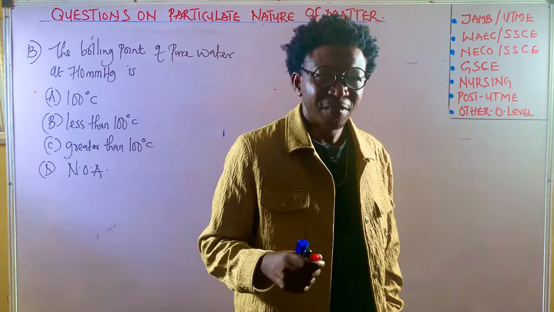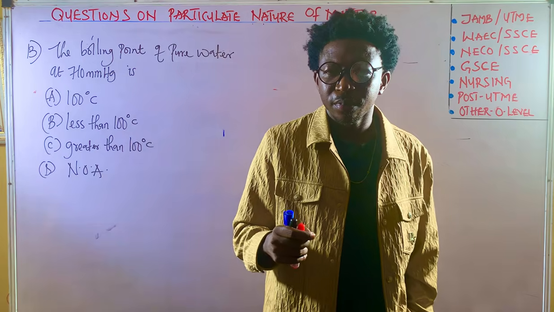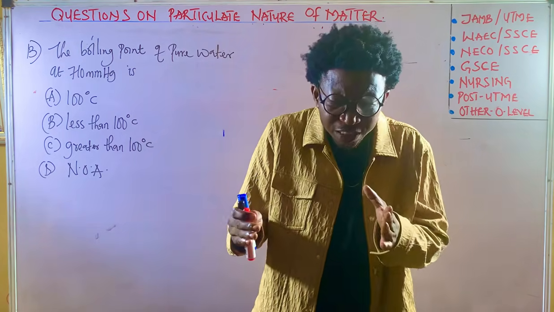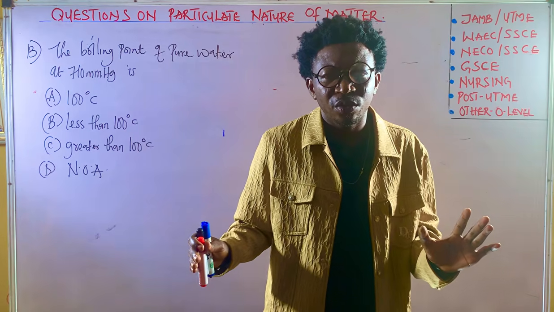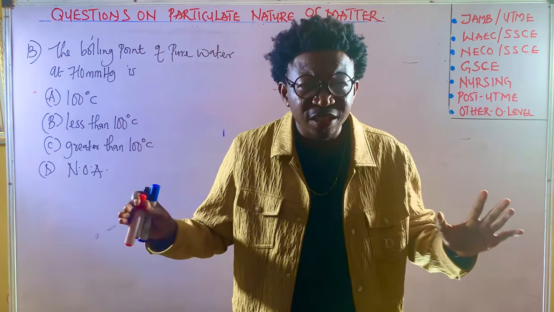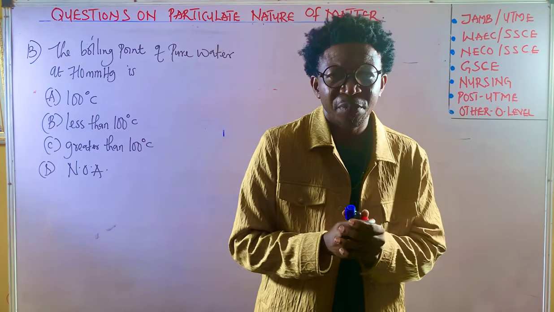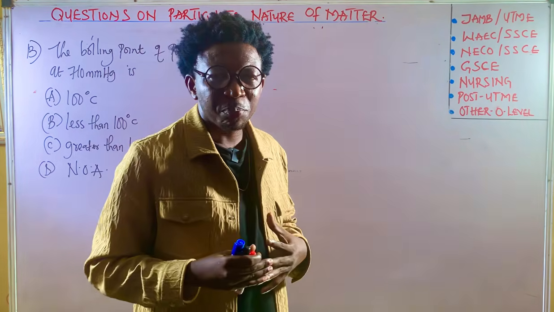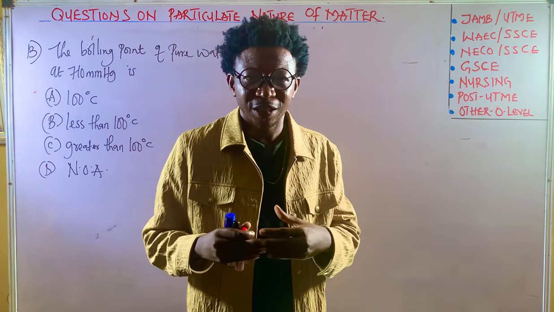I'll repeat again. Boiling point is the temperature at which a liquid boils at atmospheric pressure. If you don't add atmospheric pressure, then what you are defining is wrong, because the boiling point of water varies. It's not constant. The boiling point of pure water, even if it's pure, varies. It depends on the external pressure. The external pressure determines the boiling point.